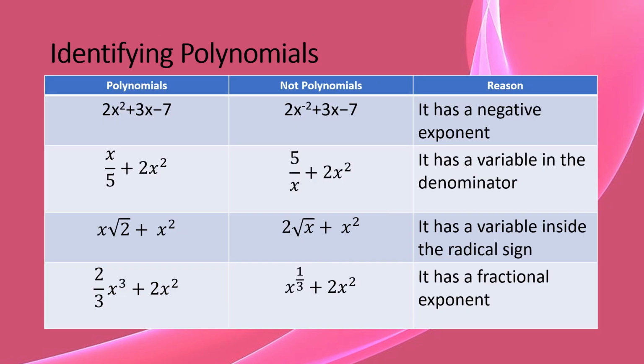Remember, a polynomial must not have any of these. If an expression avoids these issues, it's a polynomial, just like in the first column. So the first column has no negative exponents, no variable in the denominator, no variable inside the radical sign, and no fractional exponents. Unlike the second column, it has a negative exponent, a variable in the denominator, a variable inside the radical sign, and a fractional exponent. This group of algebraic expressions are not polynomials.